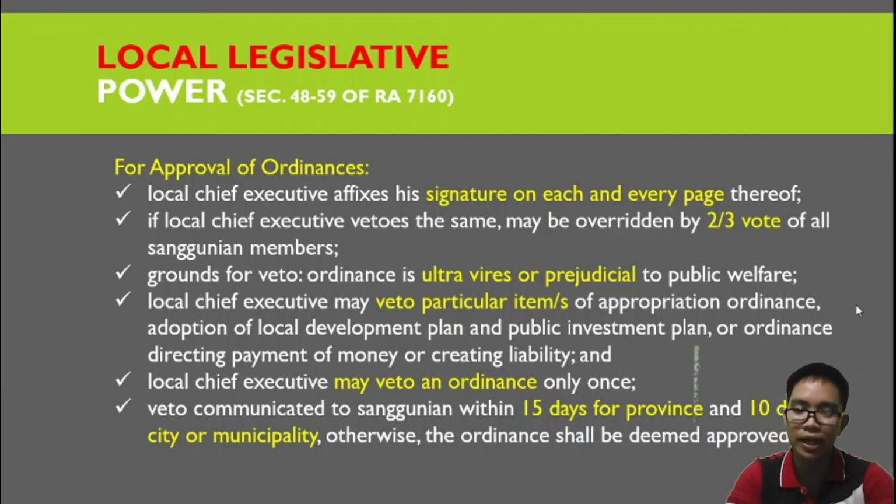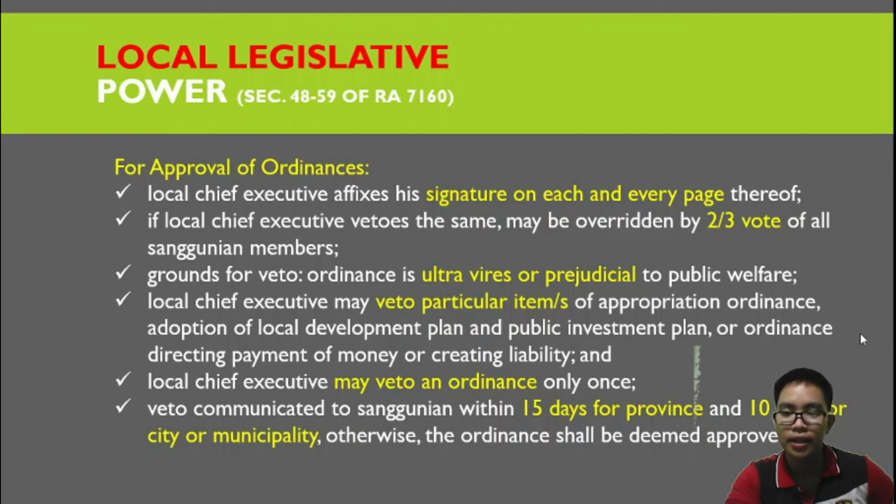Grounds ng veto is that pag ang ordinance exceeds beyond the scope of power given to them, yun ang tinatawag natin na ultra vires. So, yung scope of power is nag-exceed, ultra vires. So, prejudicial naman is something about partiality. Merong bias sa nagawang ordinance, that's why it is a ground for a veto by the local chief executive. What else? The chief executive may veto an ordinance only once. Okay?